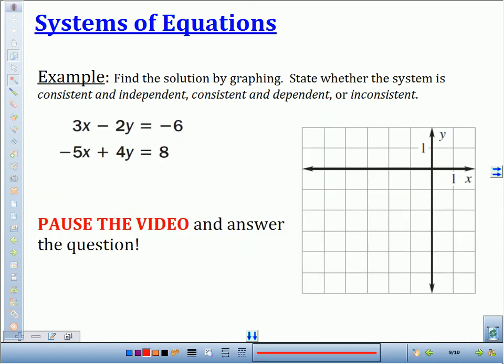All right. Pause the video, graph these two lines, find the solution, and then tell me whether or not they are consistent and independent, consistent and dependent, or inconsistent. Pause the video, find the solution, answer the question, and then unpause the video and we can see how you did.